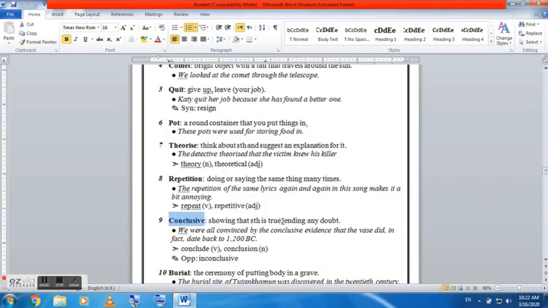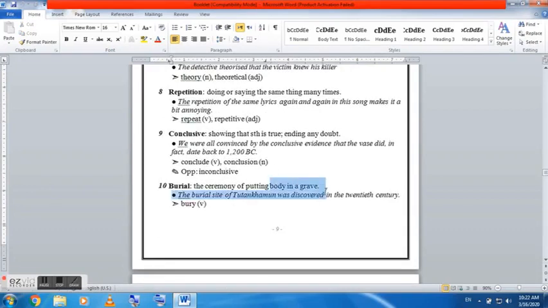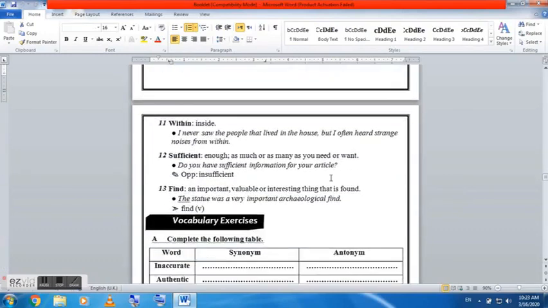Then we have conclusive, which is showing that something is true or ending any doubt. Like the conclusions that you have in scientific experiments. The verb itself is conclude, and the opposite of it is inconclusive. Then we have number 10, which is burial, the ceremony of putting a body in a grave. Basically it's the same idea as bury, but burial is the noun. When you go to a burial site, like the burial site of Tutankhamun, which was discovered in the 20th century.